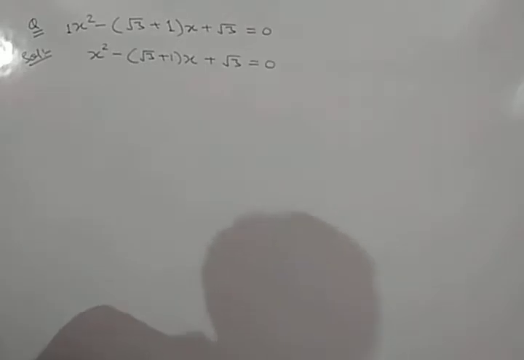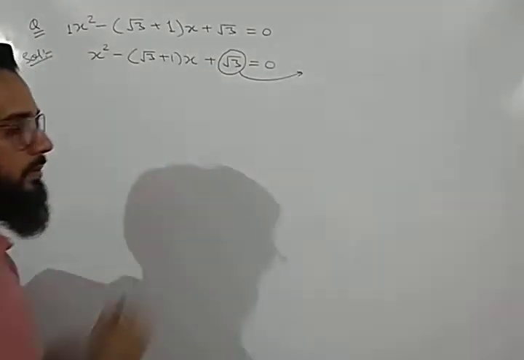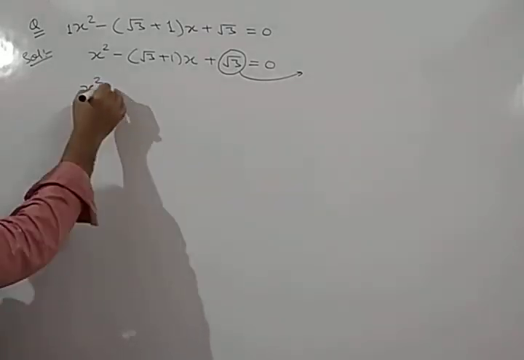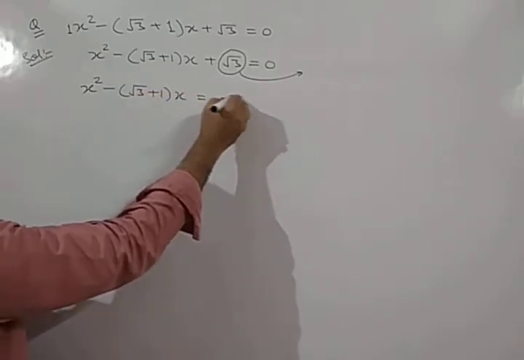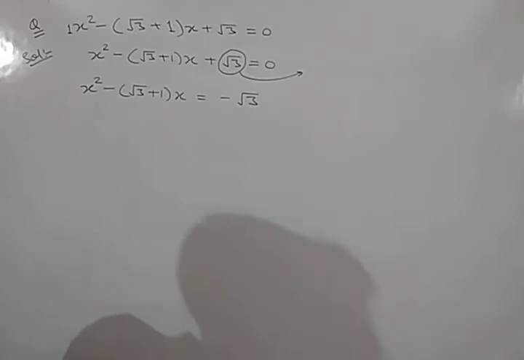Now the second step is to take the constant term to the right hand side. So we will get x square minus (root 3 plus 1) into x is equal to minus root 3. This is our second step.